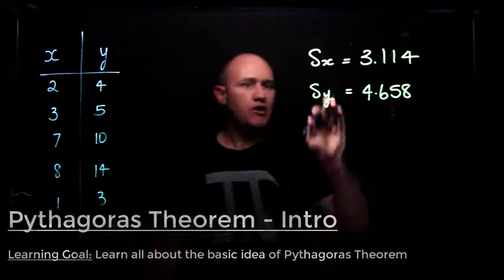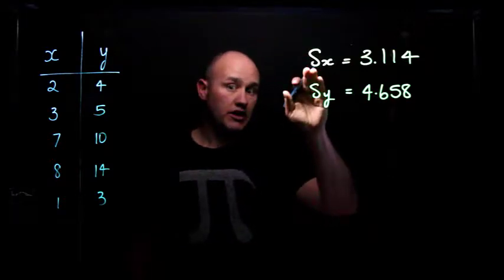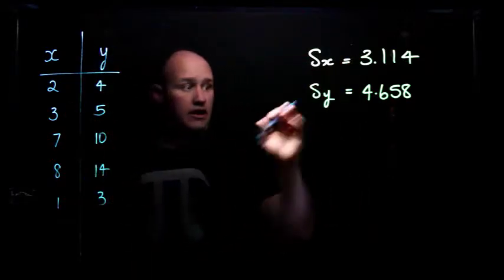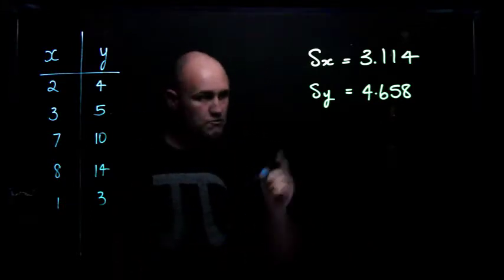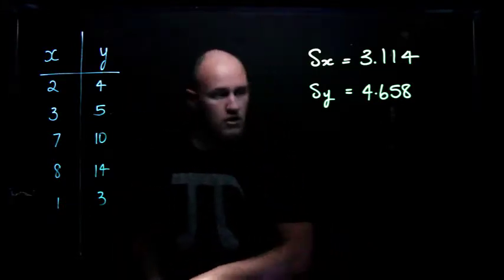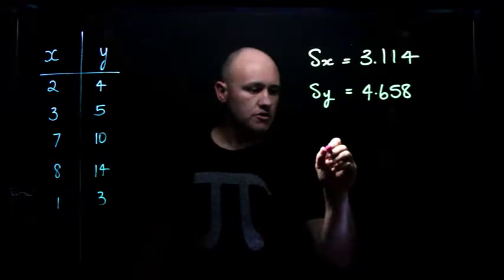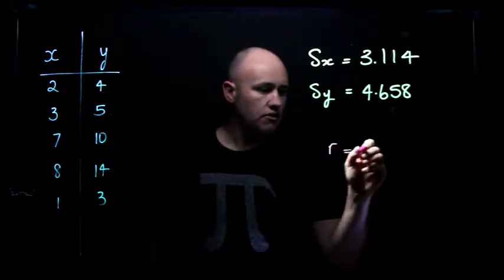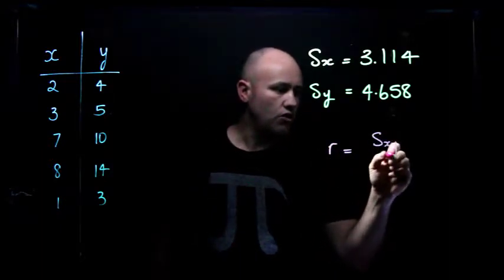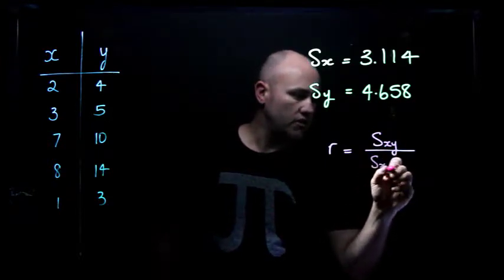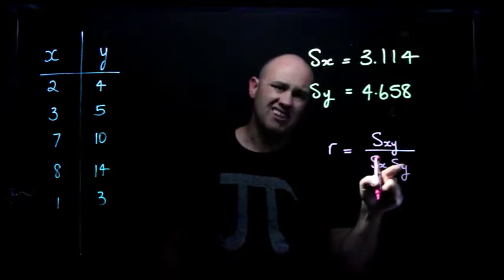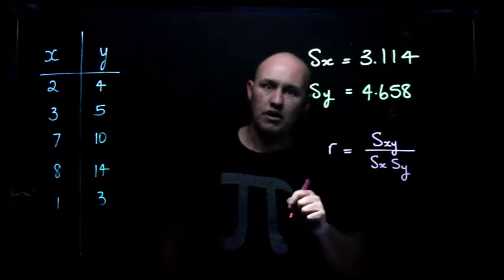Okay, so we've calculated the sample standard deviation of our x values and the sample standard deviation of our y values. The next thing we're going to do is put this towards a formula which will help us compile this into our r value, which is sxy, the covariance of x and y, over sx times sy. And of course we've already got sx and sy, we just need sxy now.